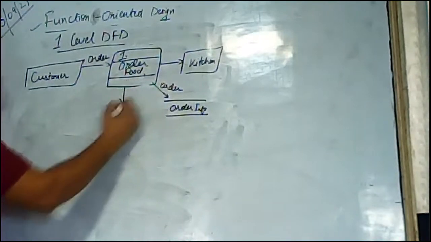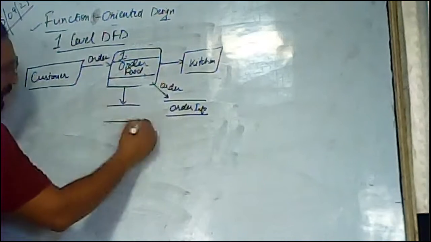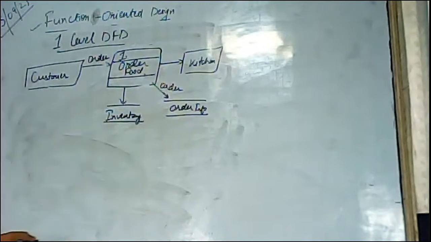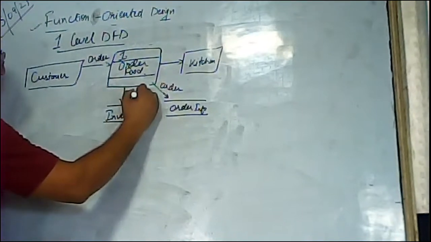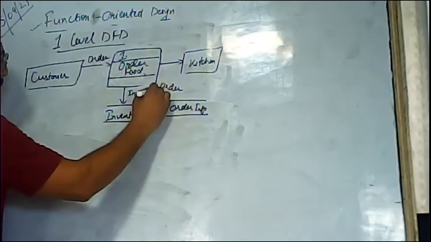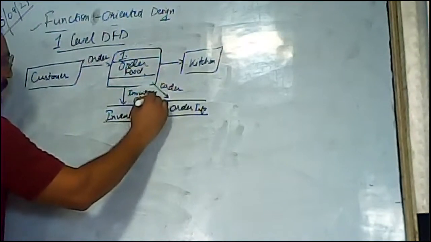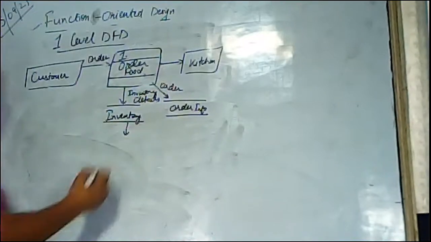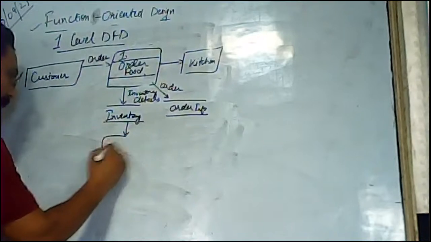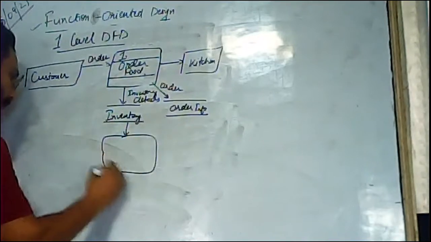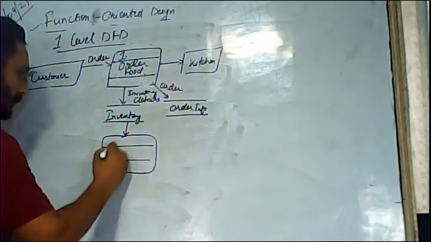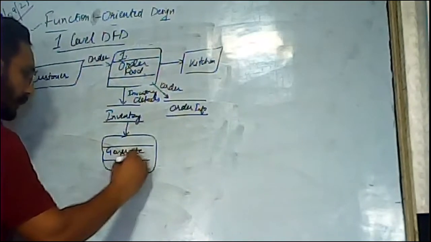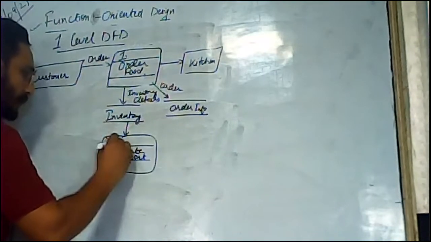Then there is another flow, that is inventory. Here inventory details are stored. Inventory details. Then there is a second process, that is generate report. This is your second process.